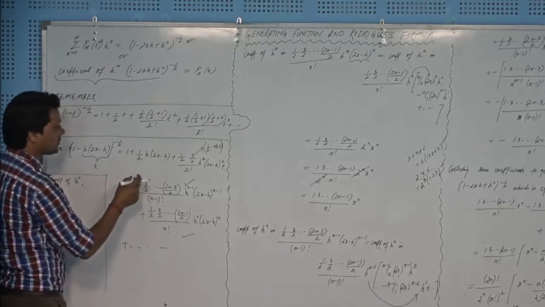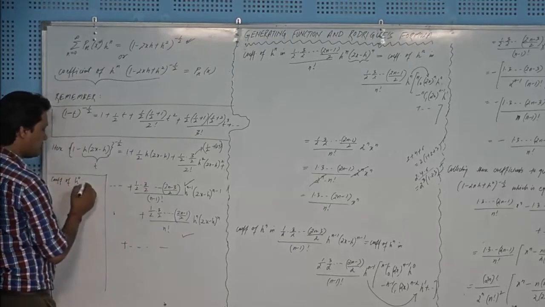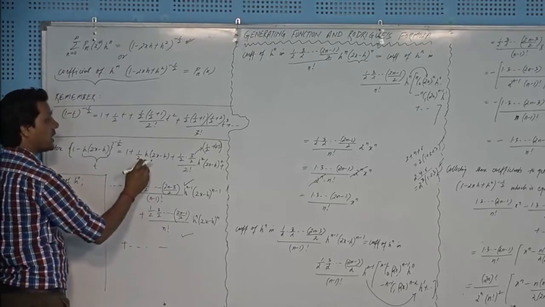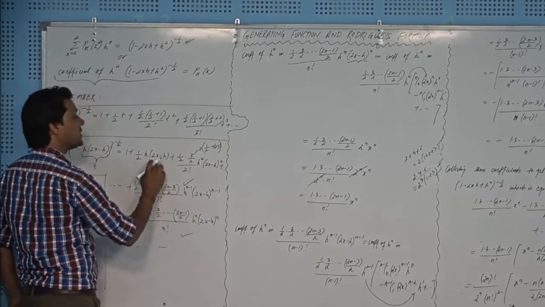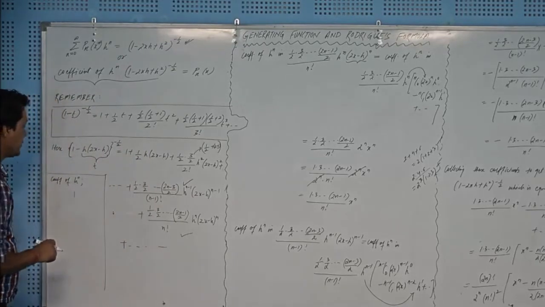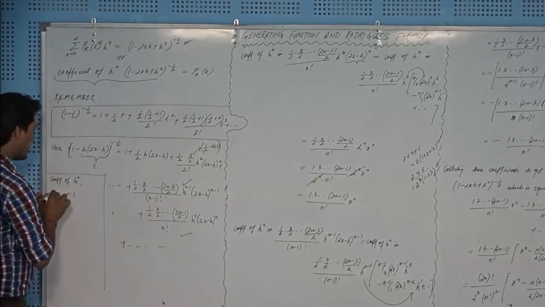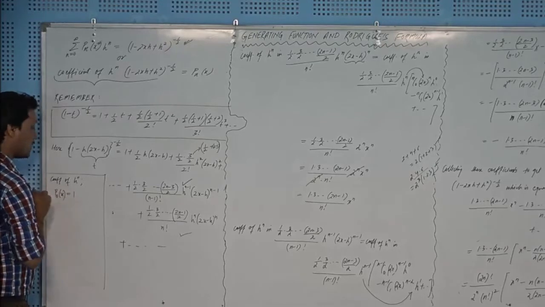Find the coefficient of h to the power 0. There is a constant term, right? 1, and all of the other terms will be containing some powers of x, right? So only one term is there. It means that P0x is equal to 1, right?